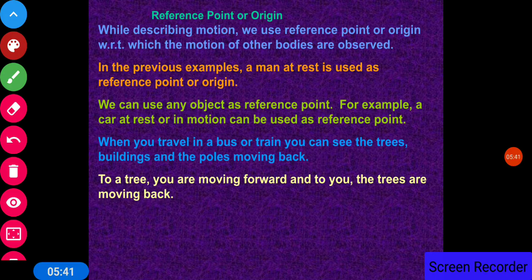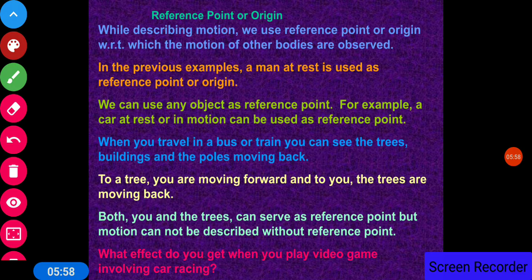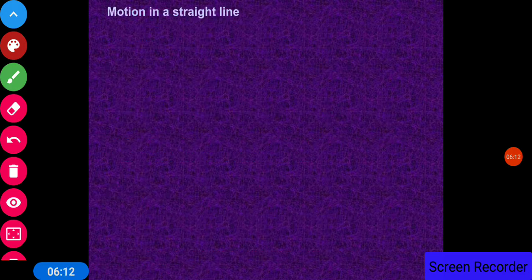Depends upon the reference point or the origin. So, both you and the tree can serve as a reference point, but motion cannot be described without a reference point. Whenever we are describing motion, the reference point or the origin is necessary. So, what effect do you get when you play video games involving car racing? Here also the reference point or the origin is very important, and you can feel it in these games.